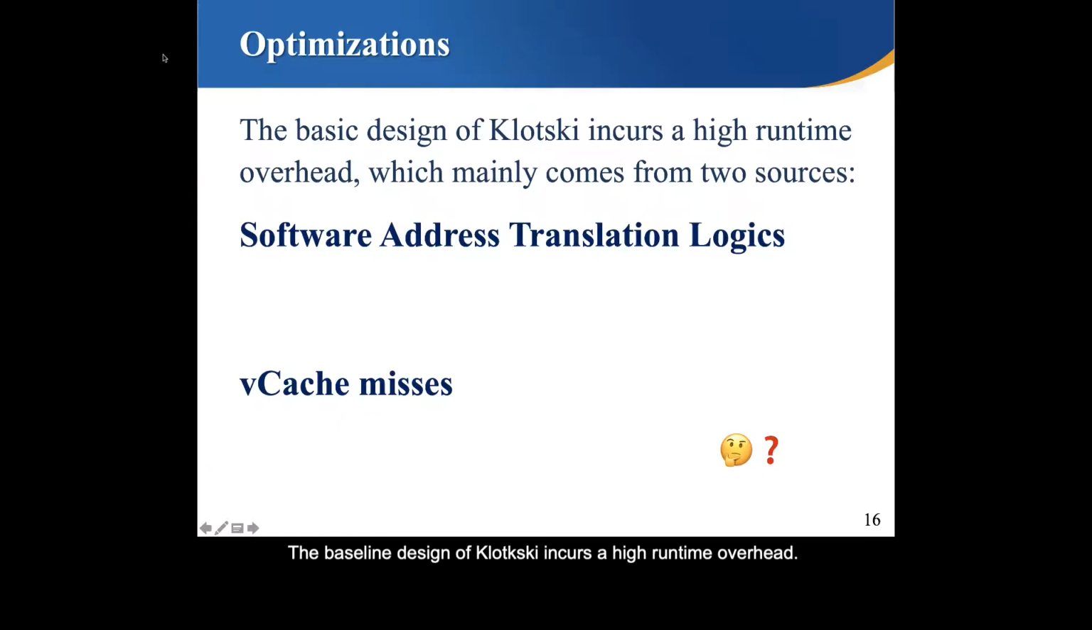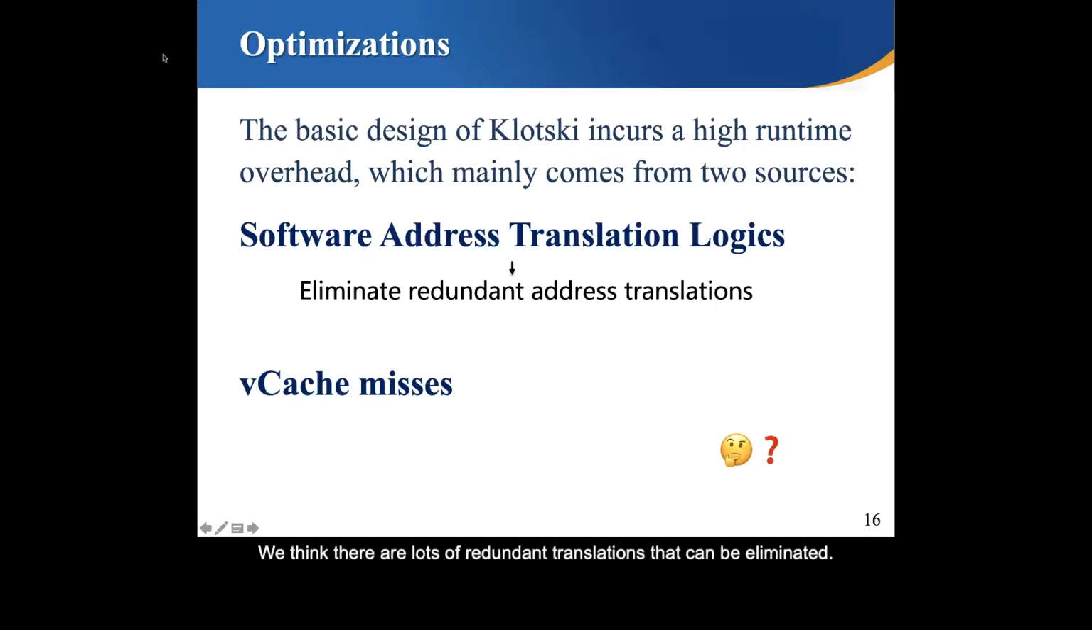The baseline design of Closkye incurs a high runtime overhead. We think that it mainly comes from 2 aspects. The first one is the software address translation logic, because the baseline version of Closkye incurs this logic before every memory access, which is unnecessary. We think there are a lot of redundant translations that can be eliminated.